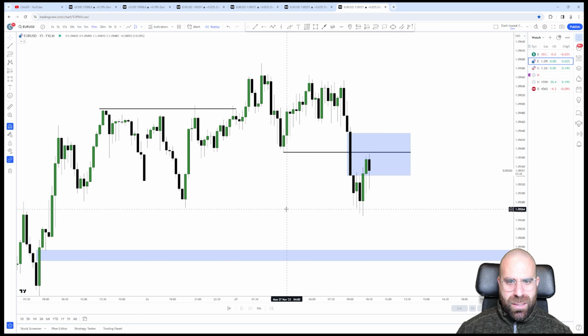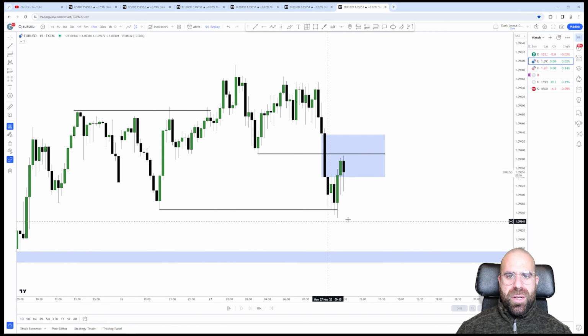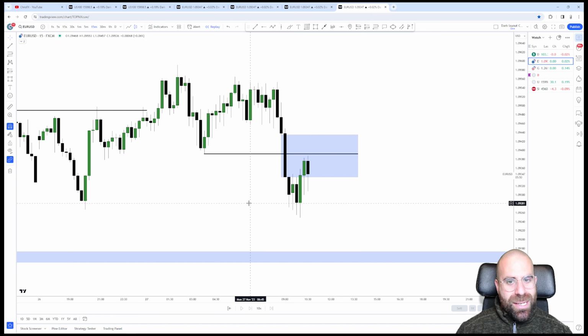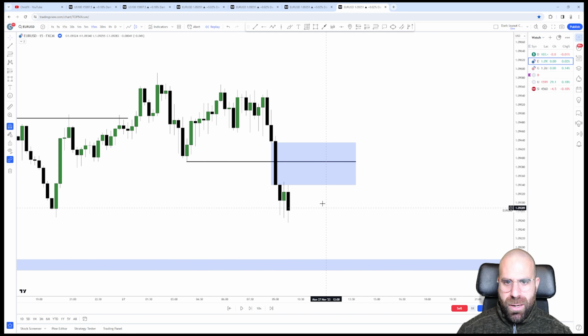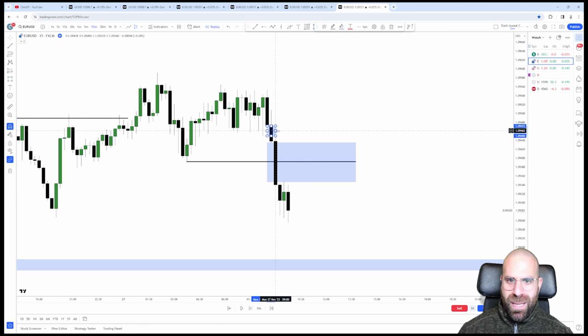Now I understand that we also grabbed liquidity right here, and that there is a possibility that this is going to go all the way up. But what else do I see here? I see the formation of a fair value gap. We were exactly right here, and I saw the formation of a fair value gap. Of course, there is an additional fair value gap exactly right here, but we also have this beautiful breaker block.